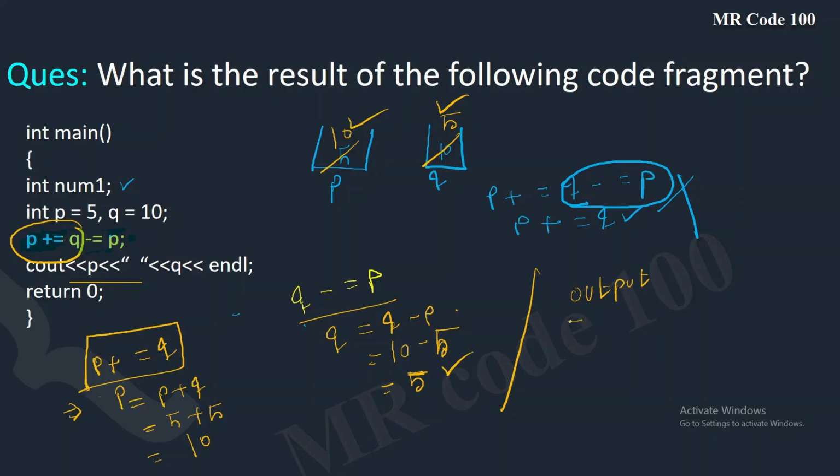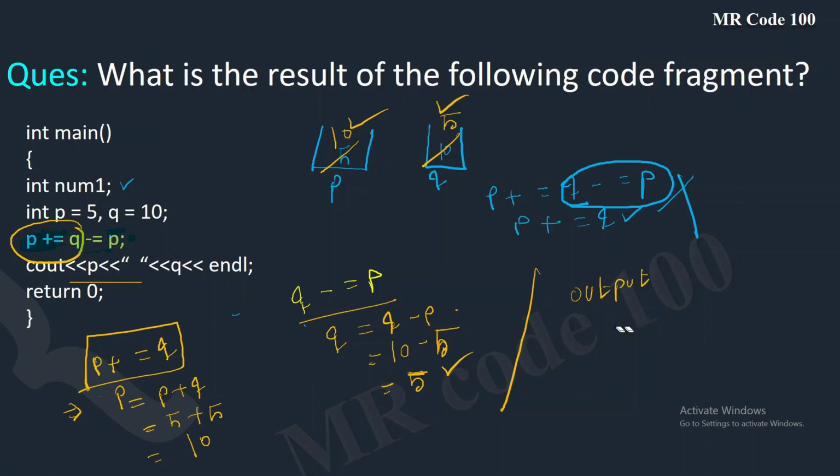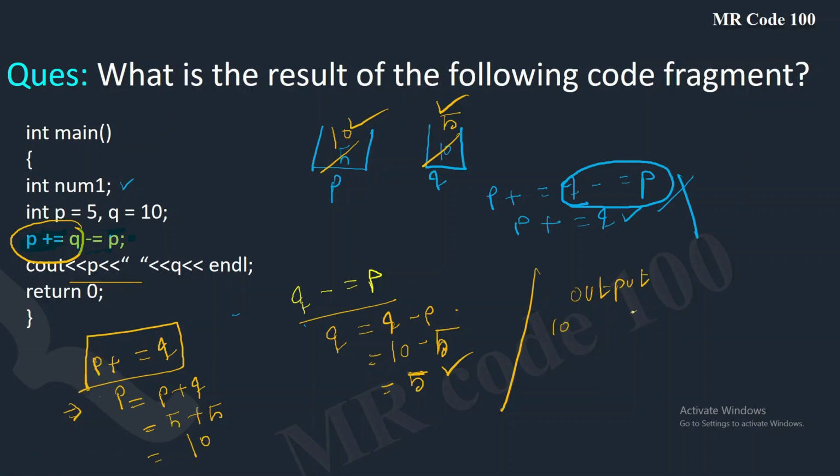P, 5, space, Q. Got it? So this should be our ultimate output. Oh, sorry, I wrote it wrong. It should be 10 and 5. So here will be 10 and here will be 5.